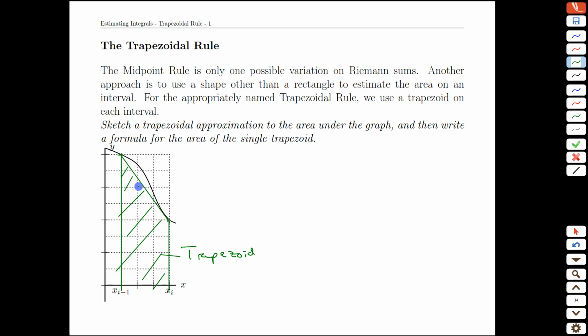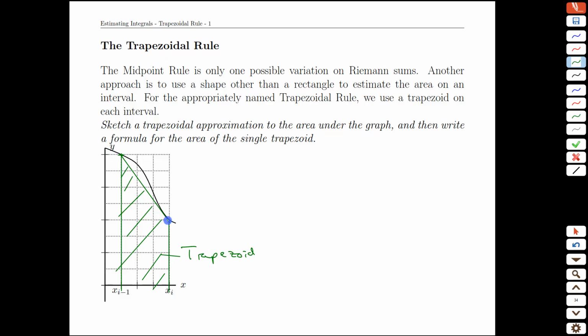So a trapezoid seems like a much more reasonable estimate of the area underneath a graph. If it curves a little bit, that's fine, but the straight line is going to be a much better approximation than any flat construction that involves rectangles only. Well, the question is, how much harder is that to work with in terms of our calculations? It turns out it's not too bad.